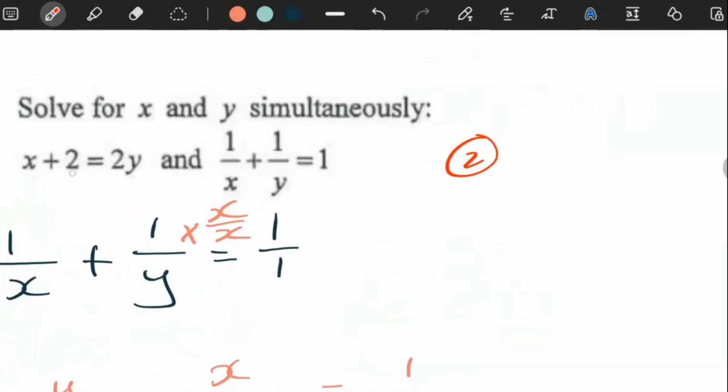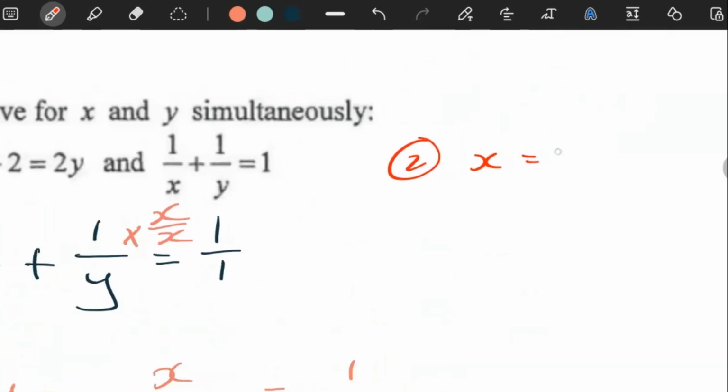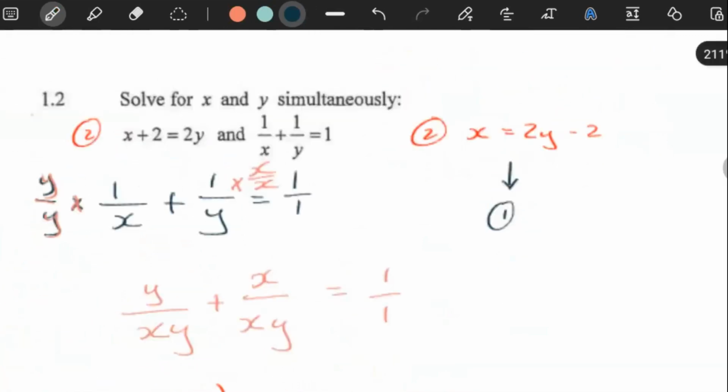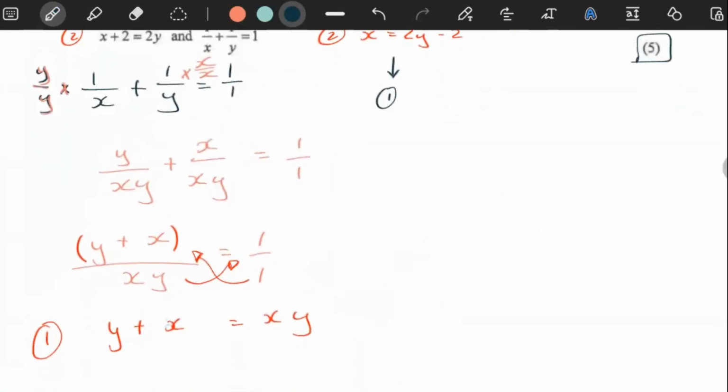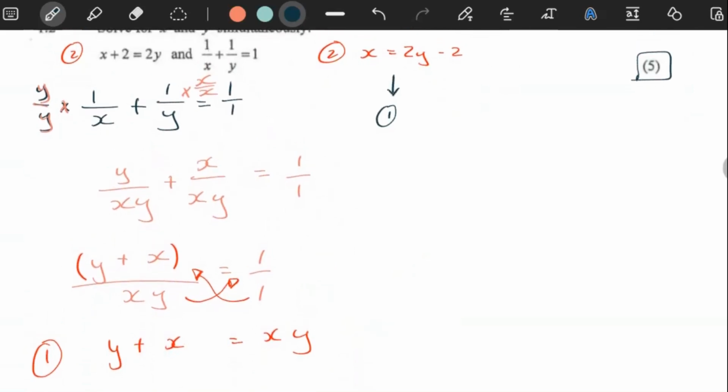So it means this 2 here, we can take it to the other side. So x is going to be equal to 2y minus 2. So this is what we know x is equal to. So we're going to take equation number 2 and throw it into equation number 1. The way that's going to look is, wherever we see x in this equation, we're going to have 2y minus 2. So let's do that.